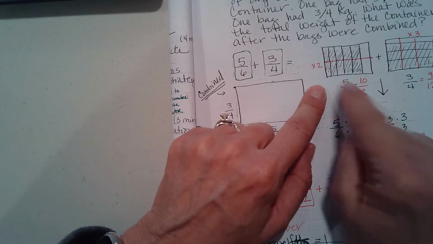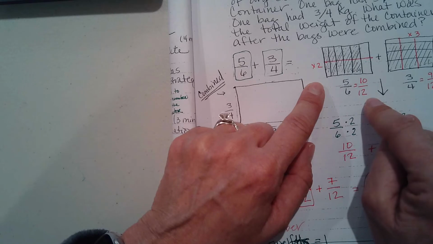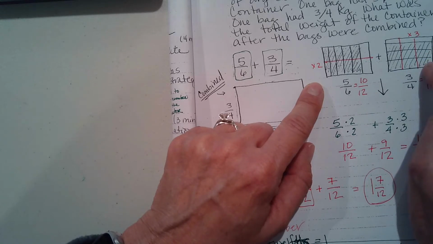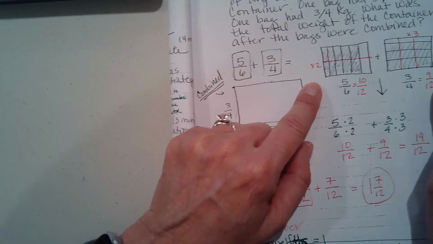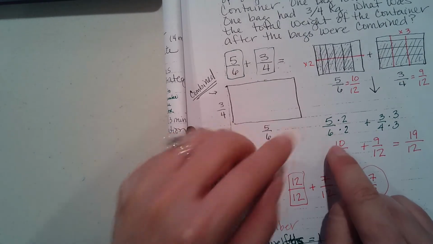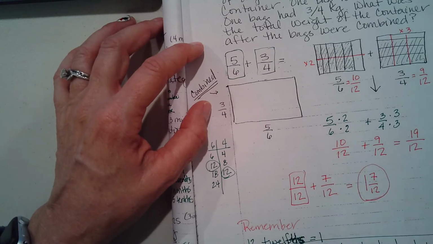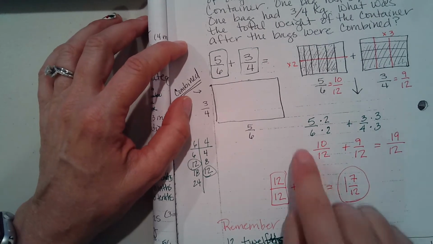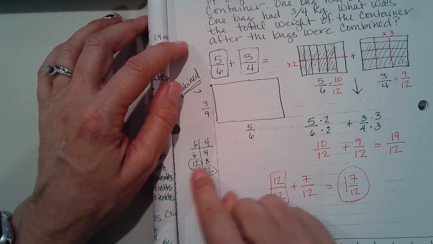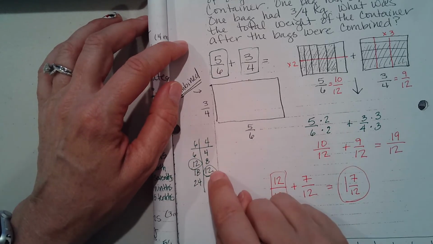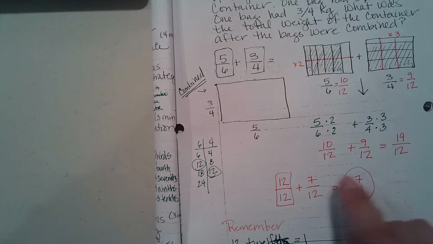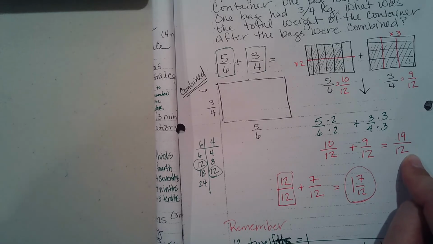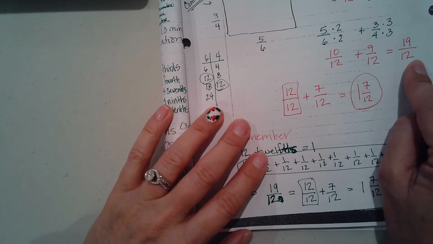And then I showed the equivalent fraction by multiplying by 2 and getting 10/12. Then I started with 3/4 and multiplied it by 3 to show that the fraction is actually the same. I just made more pieces. So 9/12. When I found my common denominator, I know that 6 times 2 is 12, and I know that 4 times 3 is 12. So 5 times 2 and 6 times 2, and 3 times 3 and 4 times 3. 10/12 plus 9/12 is 19/12. So are you going to leave it like that?